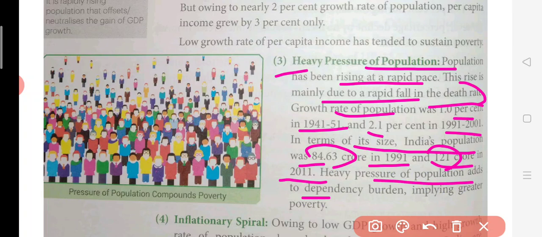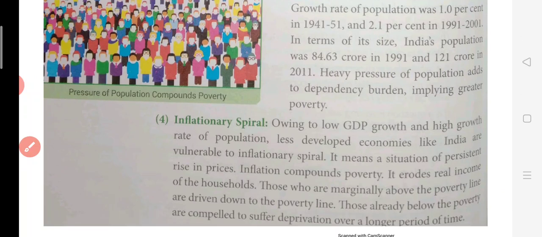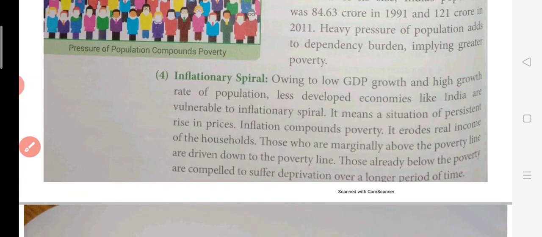And when this GDP, even if it improves and the number of population also rises, even a good GDP cannot do anything, because in your country if the population is too much, it is not able to match up to feed those kind of people. So there is a kind of pressure of population, of course. This is the main cause of this poverty in India. Then inflationary spiral क्या होता है?